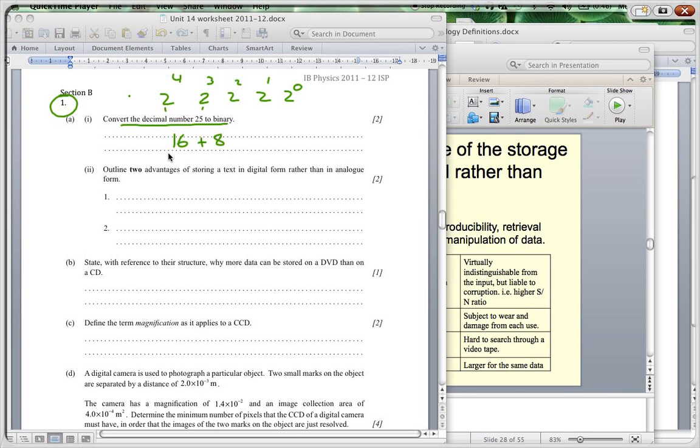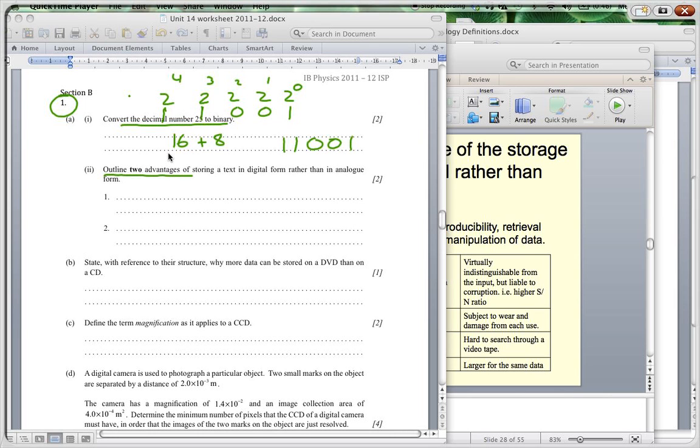That's going to give us 24, and then we would need 2 to the 0, which is 1. So we're going to get a 1, 1, 0, 0, 1 would be your number. 1, 1, 0, 0, 1 would be your binary number for that.